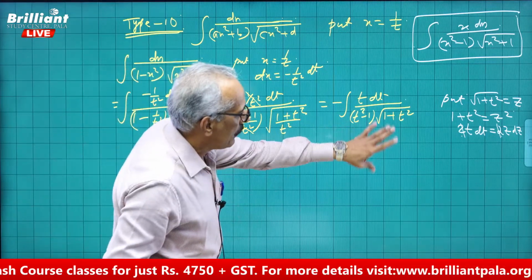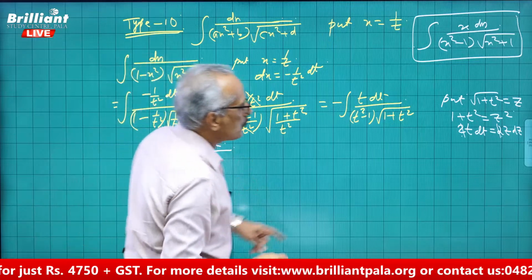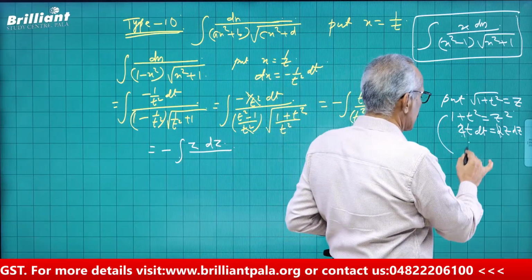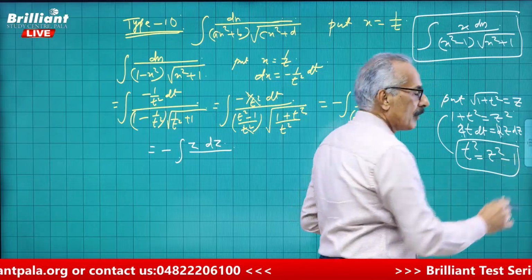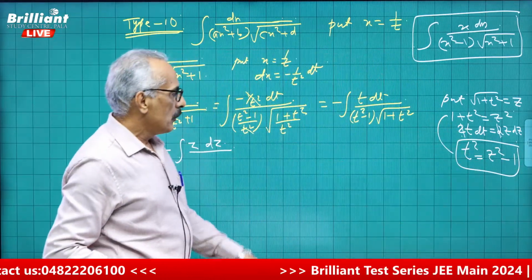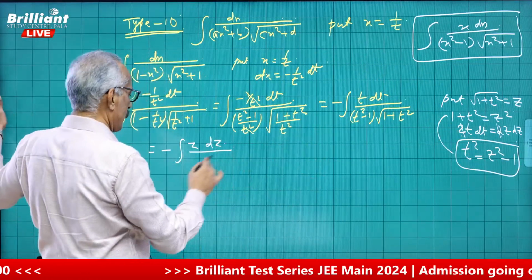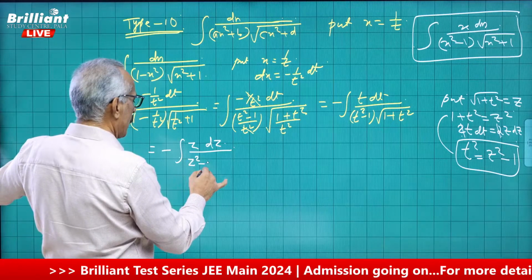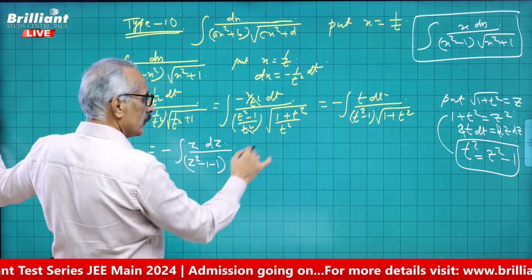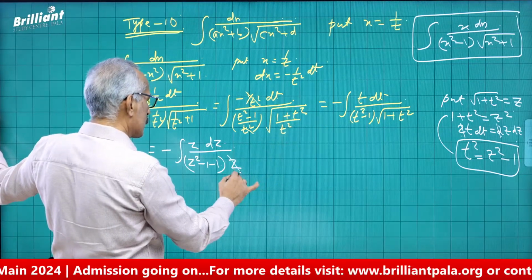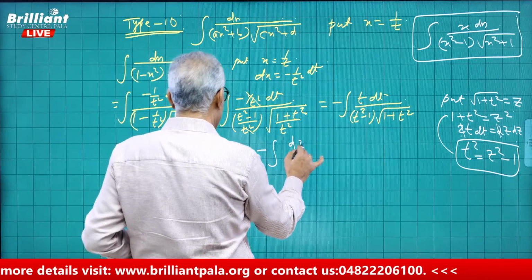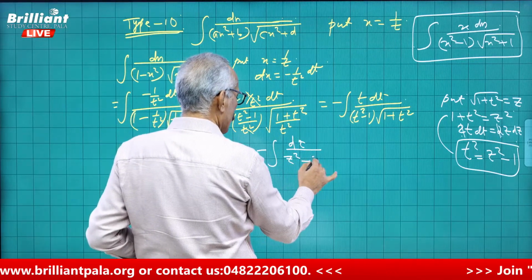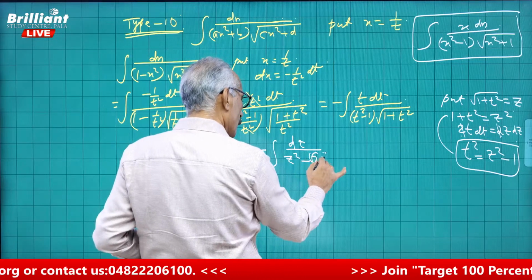Okay? z dz divided by, what's my t square? My t square is z square minus 1. 1 plus t square is z square, so t square is z square minus 1. So it will become z square minus 1 into the entire root is z. This z and z cancel. That is minus of integral dz divided by z square minus 2, 2 meaning root 2 the whole square.